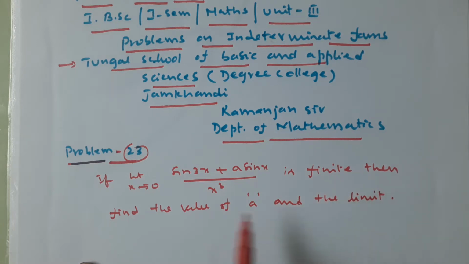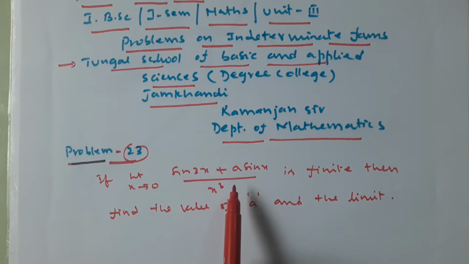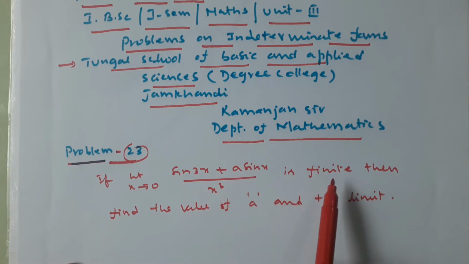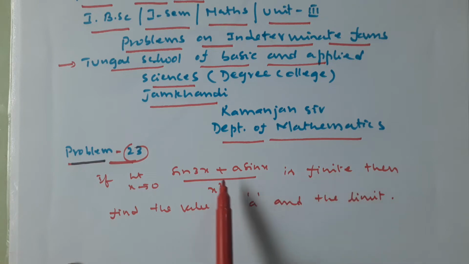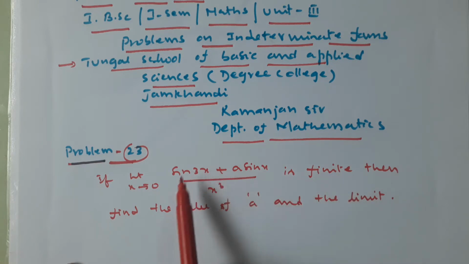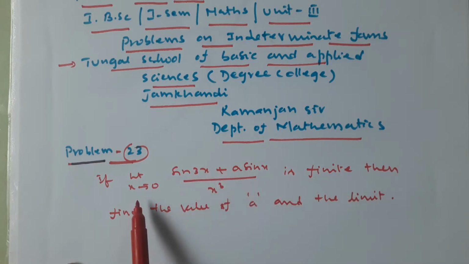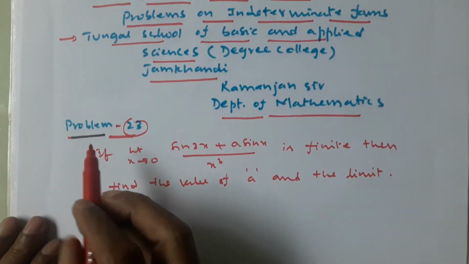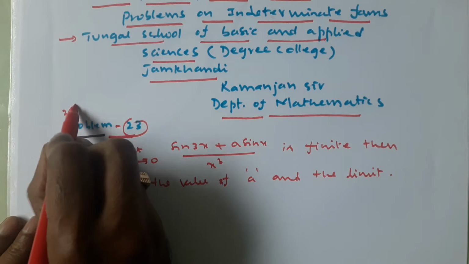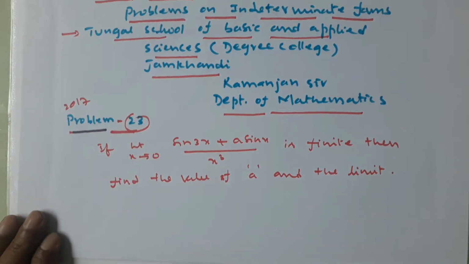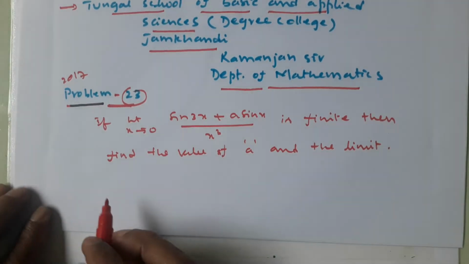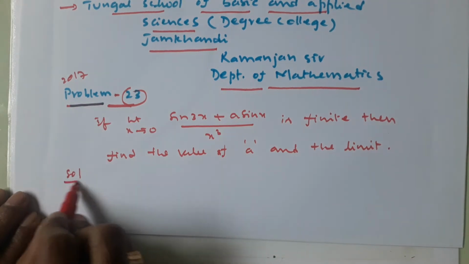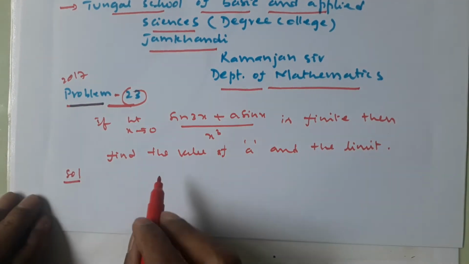So for this limit function, first find the value of a for which it is finite, and then substitute that a value in this function and find the limit value as x tends to 0. This problem was asked in 2017. Now the solution for this is the same as the previous problems.